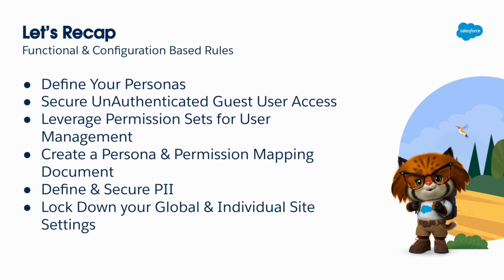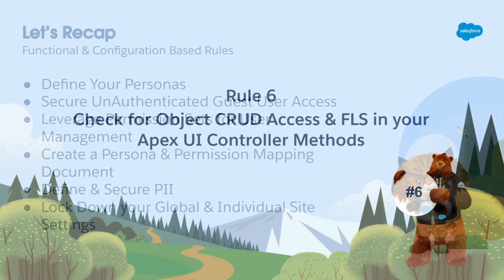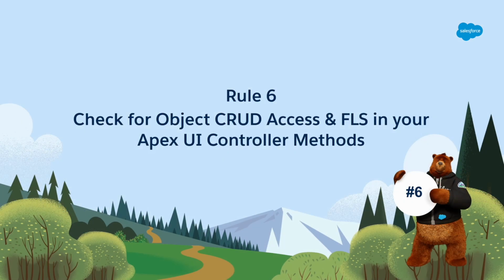From here, we move to our core technical and developer-specific rules, with rule number 6 that states, check for object CRUD access and field level security in your Apex UI controller methods. You've probably heard this a million times in the context of Apex best practices, but the question I often get is, do I really need to check access at an individual field level? It feels like an overkill. How can someone exploit this? So let me clarify that with an example.